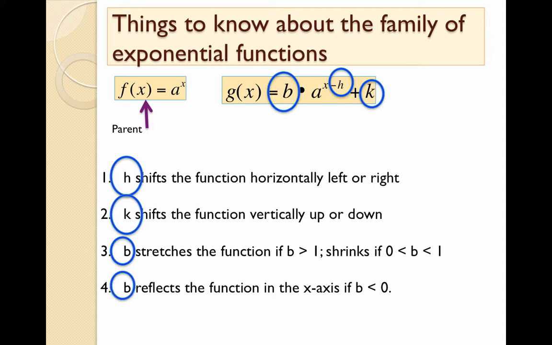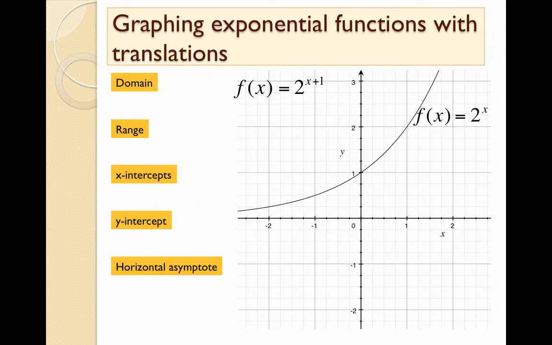Also, b gives us whether or not we're reflecting. If b is less than 0, in other words, if it's a negative number, we'll be reflecting the whole curve across the x-axis. So we basically move it to the other side of the x-axis and flip it upside down. Let's look at a couple of examples.